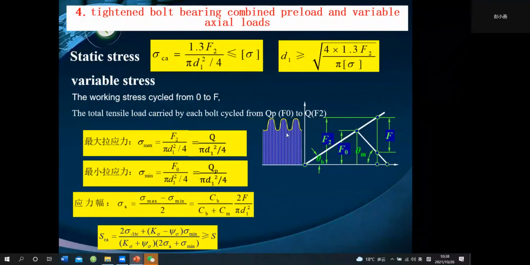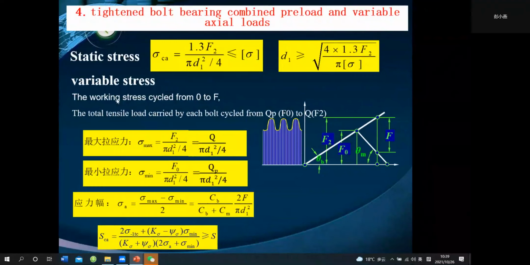For this situation, Laoshi, I think the mean stress. Yes, the mean stress is constant. Ratio. The minimal stress is constant.